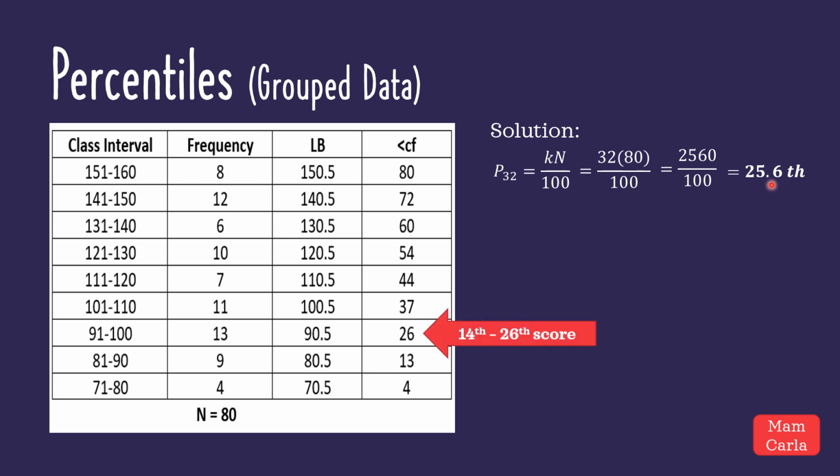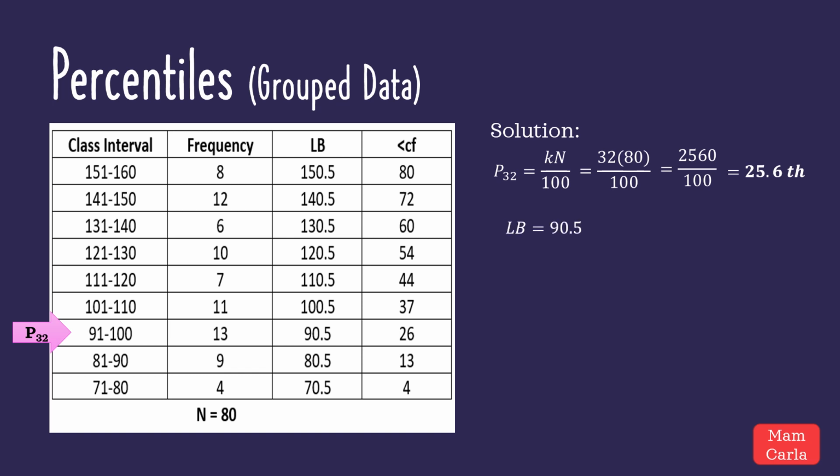It belongs to the interval 91 to 100, since this interval contains the 14th to 26th score. So we note that this one is our P sub 32 class interval. Now we are ready to identify the lower boundary, which is 90.5, and n, which is 80. CF sub b, or the cumulative frequency before the P sub 32 class, is 13, and the frequency of the P sub 32 class is 13. I is the class size, which is 10.